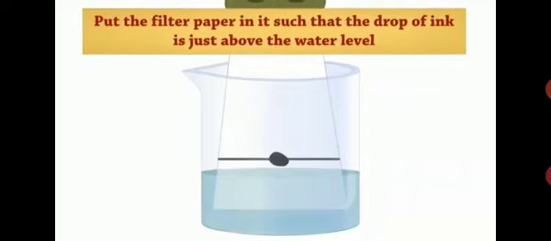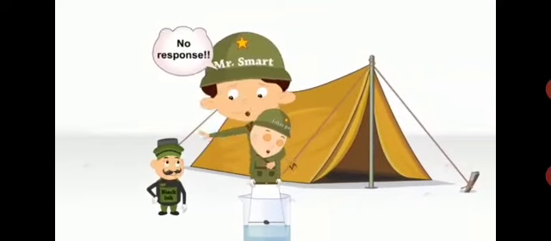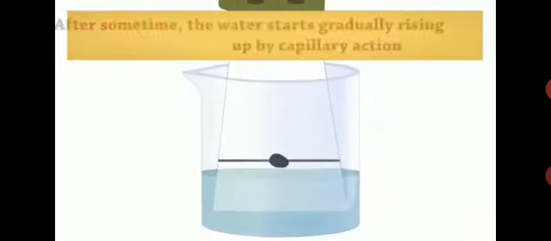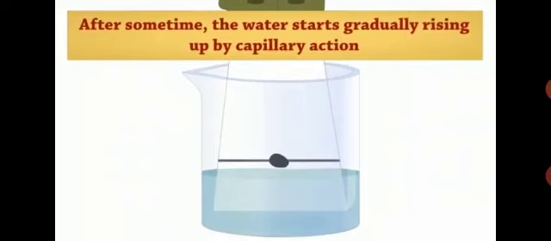It should be placed in such a way that the drop of the ink is just above the water level. It should not be touching the water. The drop of ink should be above the water level only. After some time, what will happen? The water starts to rise up gradually by capillary action.